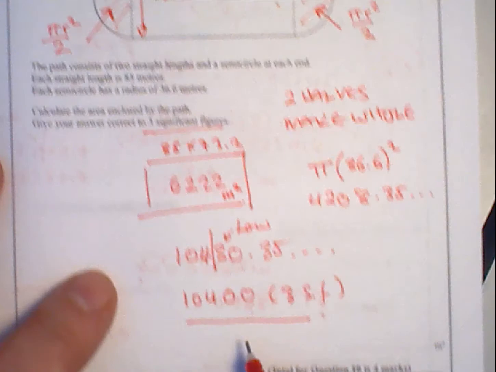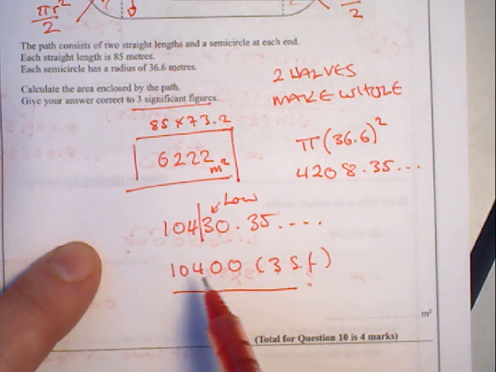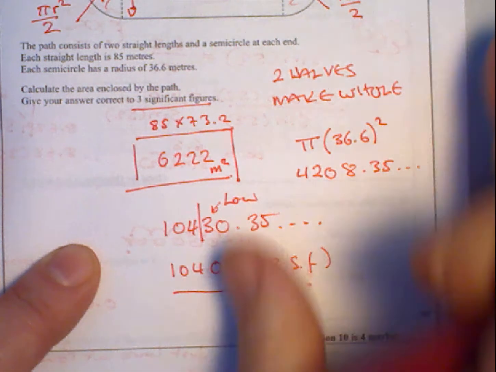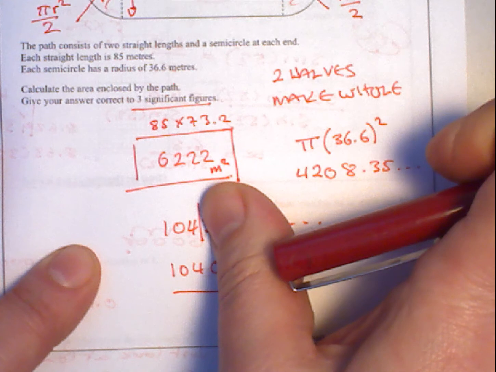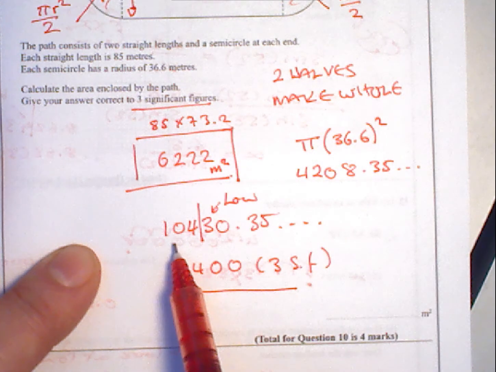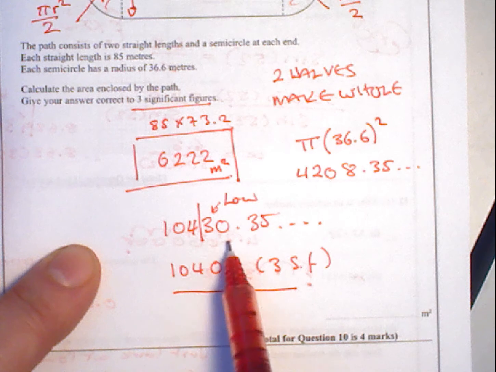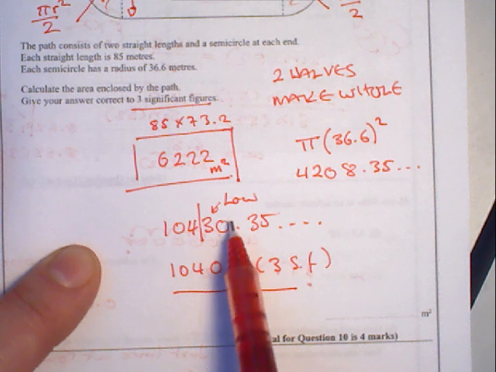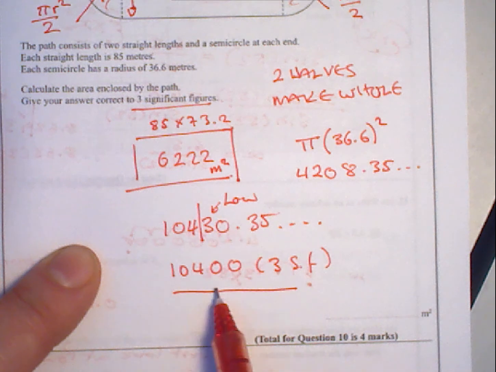Added them all together. Very common when people round to 3 significant figures, they sometimes just leave the number at 104. Well, 104 isn't anywhere close to this number, which is 10,430. So remember to maintain your place value, okay, by adding the extra zeros in. Obviously 3 is low, so I round it down.